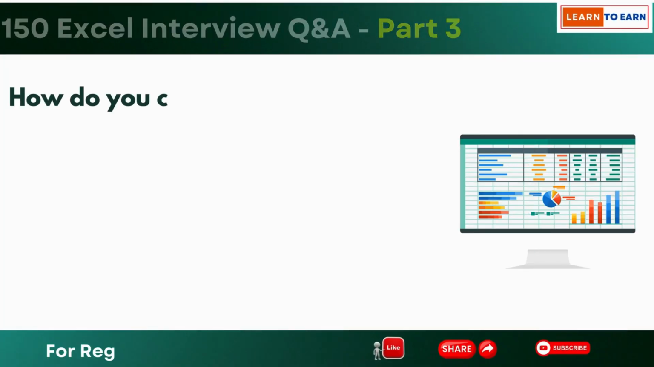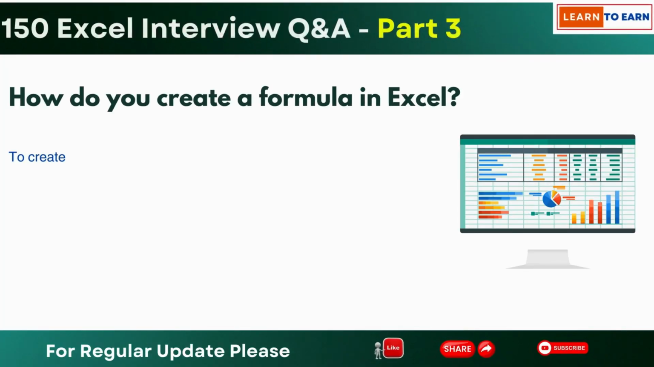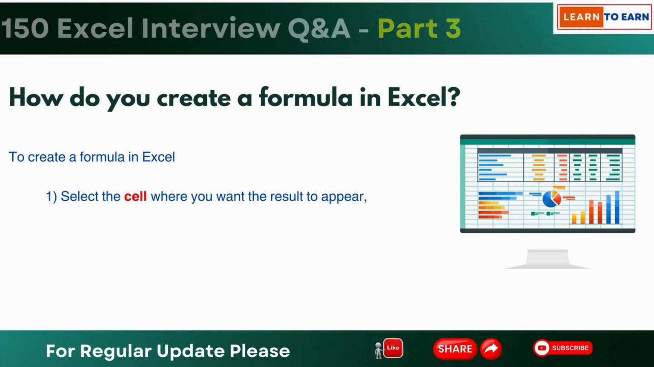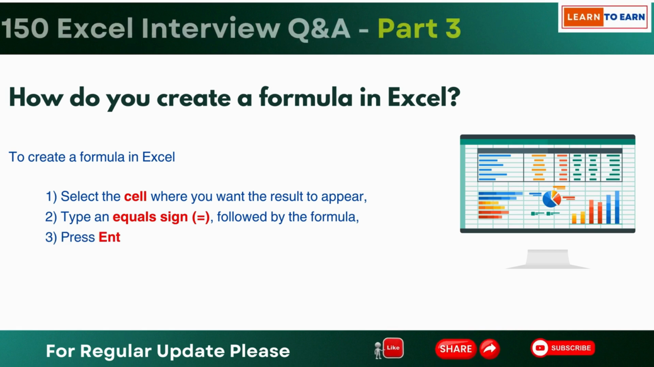How do you create a formula in Excel? To create a formula in Excel, select the cell where you want the result to appear, type an equals sign followed by the formula, and press Enter.